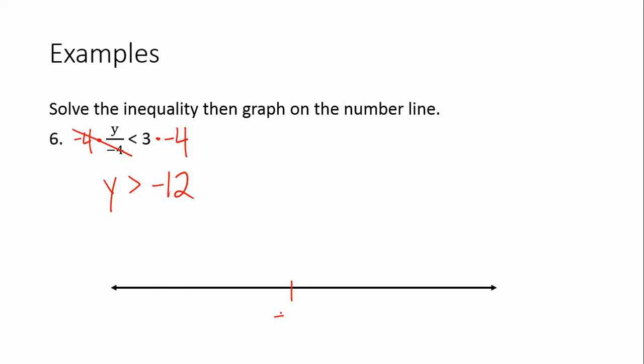Now we're going to plot negative 12 on the number line with an open circle, negative 11 to the right, negative 13 to the left, and we are going to shade to the right. We're talking about all of the numbers that are greater than negative 12.